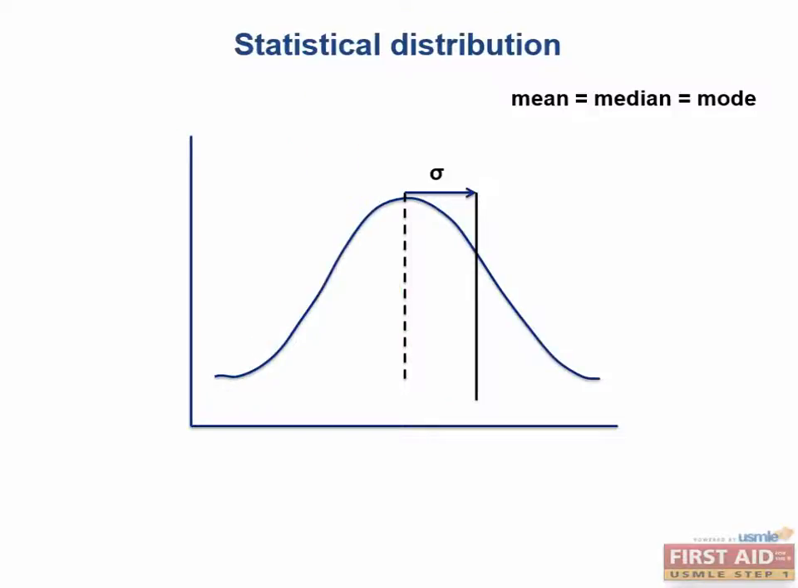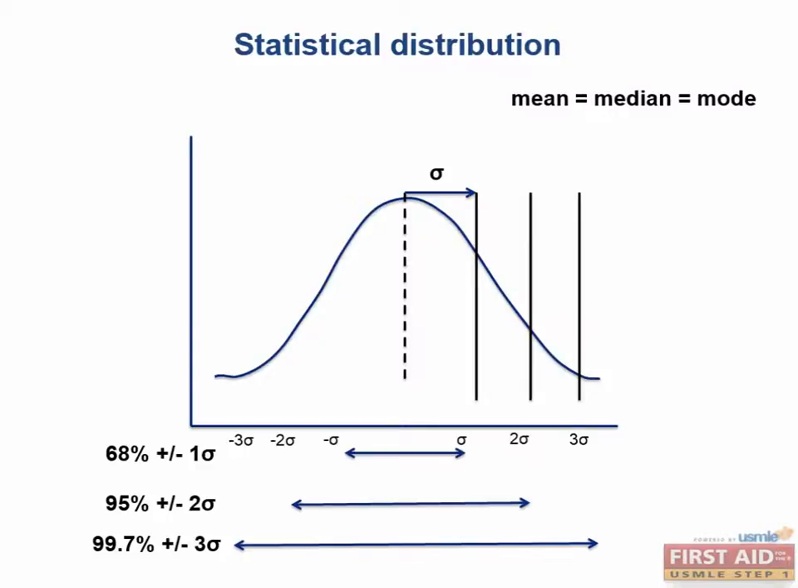As shown in this diagram, for normally distributed data, 68% of the data falls within one standard deviation of the mean, 95% of the data falls within two standard deviations of the mean, and 99.7% of the data falls within 3 standard deviations of the mean.